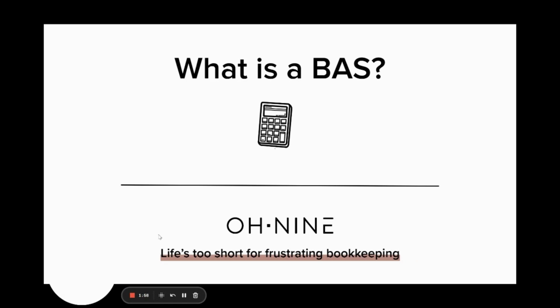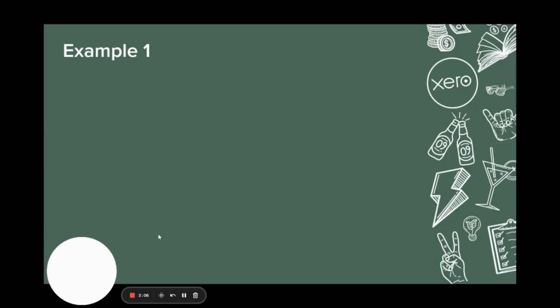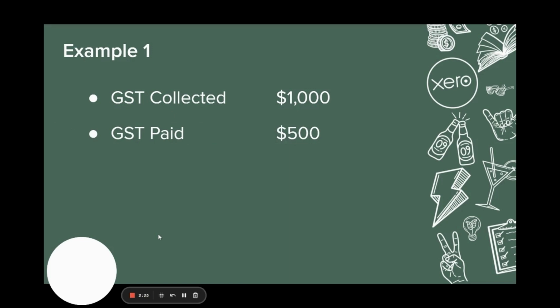Okay, so now we've gone through the 4 elements of a BAS that we are focusing on today. Now I want to show you how they fit together. So example 1, we have GST collected sitting at $1,000. So this means, again, the GST that we have charged out to our clients and collected back from our clients is coming in at $1,000. We then want to minus any GST we have paid. So this is currently sitting at $500. So this is the GST on any of our expenses, be that goods or services that we have acquired throughout the quarter.